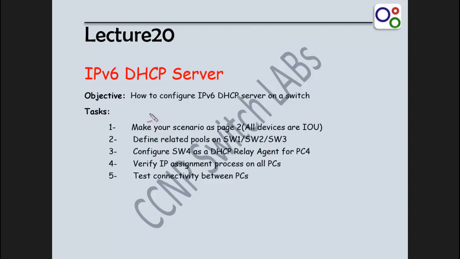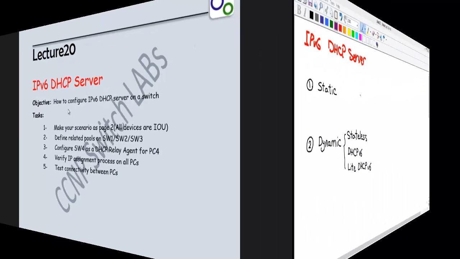In the previous lecture we saw how we could configure Cisco switches as IPv4 DHCP servers and also DHCP relay agents. And in this lecture we are going to configure these switches as IPv6 DHCP servers and also DHCP relay agents. Are you ready? Let's start our today's mission.